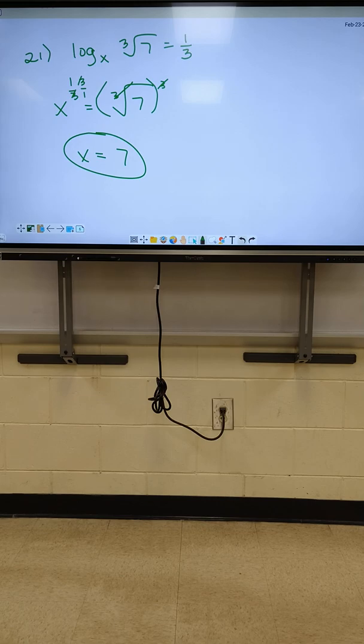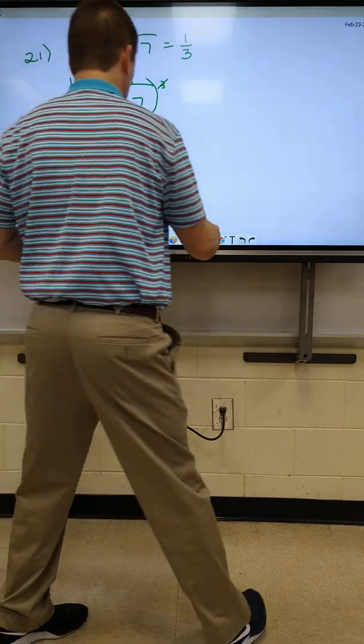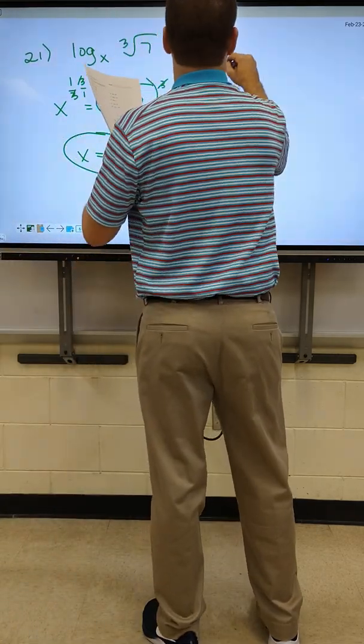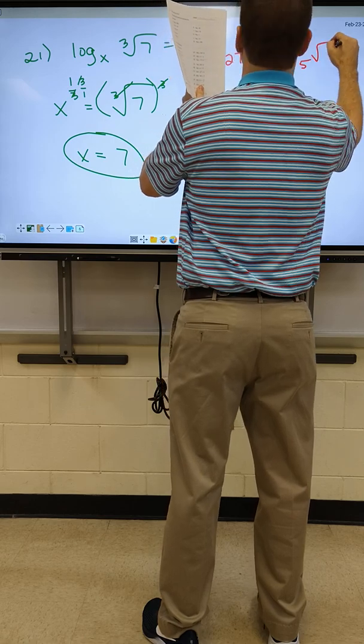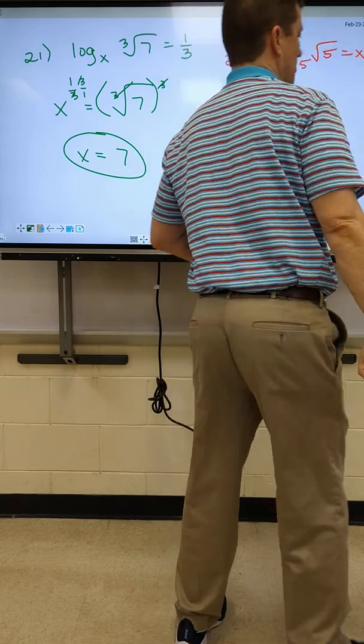The next one is 27. All right, next one is 27. Yeah, let's do 27. 27 looks like an easy one. Log base 5, 5th root of 5 equals x. All right, you guys set it up.